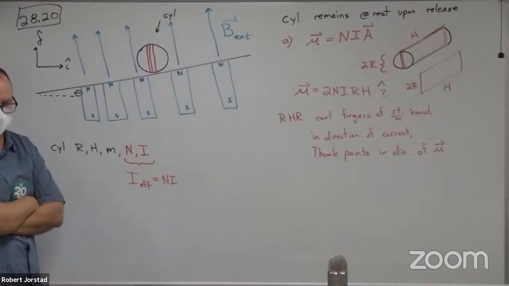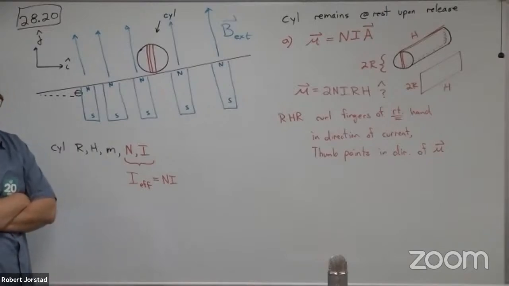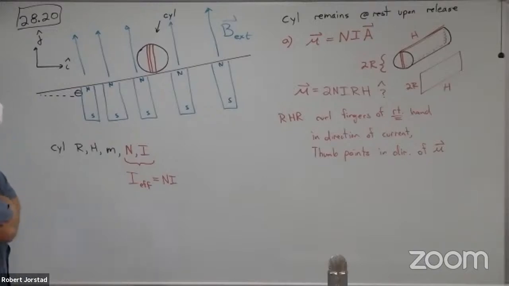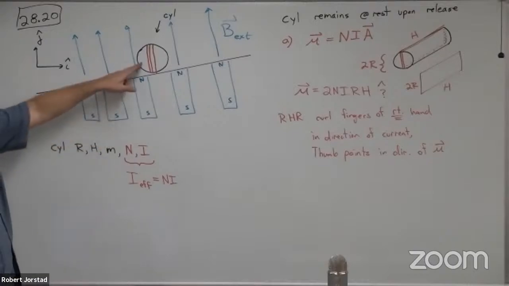Or in-personers? Anybody? What are my choices? Aren't there only two options here? Look at it. Current, which way could it flow? Here, up or down, right?